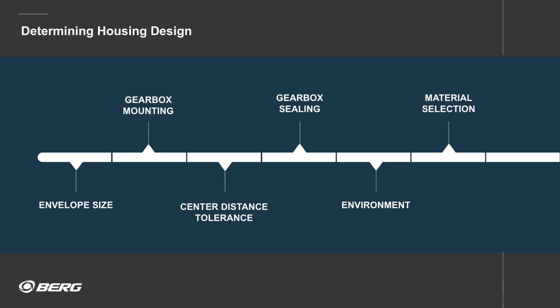Environment. Will this be in an environment where corrosion can occur? How well protected will that gearbox need to be? From all of this information, you can then choose the appropriate material for the gearbox housing. Good engineering calculations will be important to ensure that the housing has sufficient strength to transmit the power required.